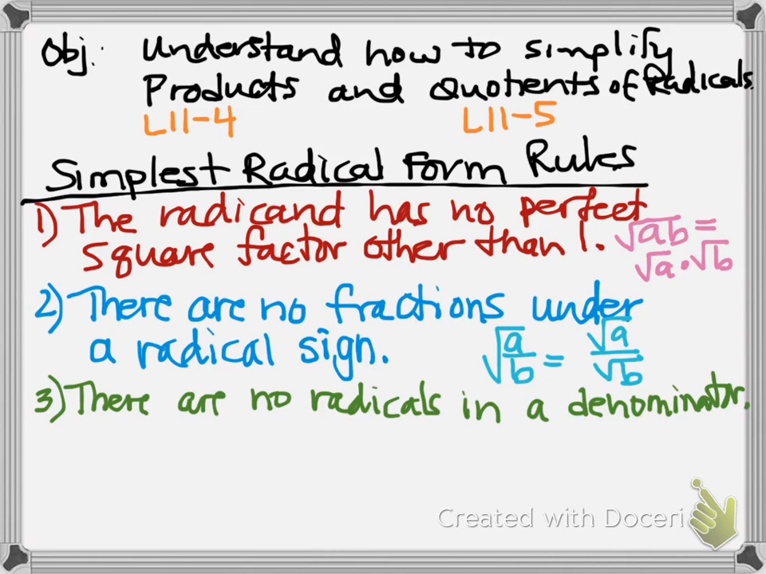So I'm going to give you an example of what this might look like. According to these rules, there's no perfect square factor other than 1 in the radicand. 2 has no other perfect square factors. There's no fractions under the radical. No, I have one number. The numerator is not under the radical. But I do have a radical in the denominator. So what could I do to what we call rationalize the denominator?